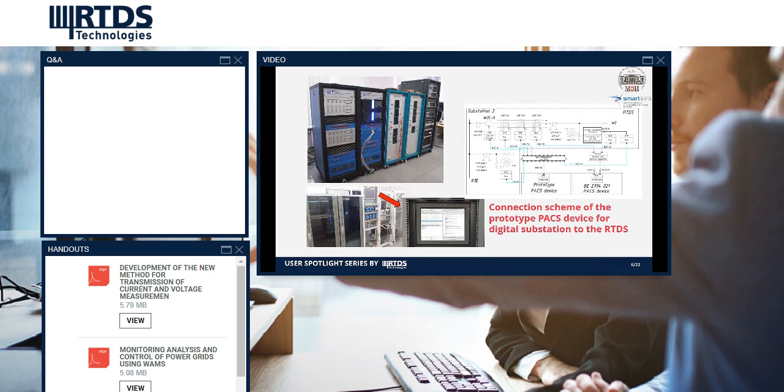For testing the new method of transmitting current and voltage measurements, the RTDS was used. The slide shows the scheme of connection of the RTDS complex to develop a prototype of PEC. The metric unit which implements the new method of transmission of current and voltage measurements is modeled in RTDS. Receiving and processing of measurements of current and voltage transmitted using GOOSE messages is implemented in the PEC prototype. Information about switch position, as well as commands for switching, are all transmitted as GOOSE messages via the process bus.